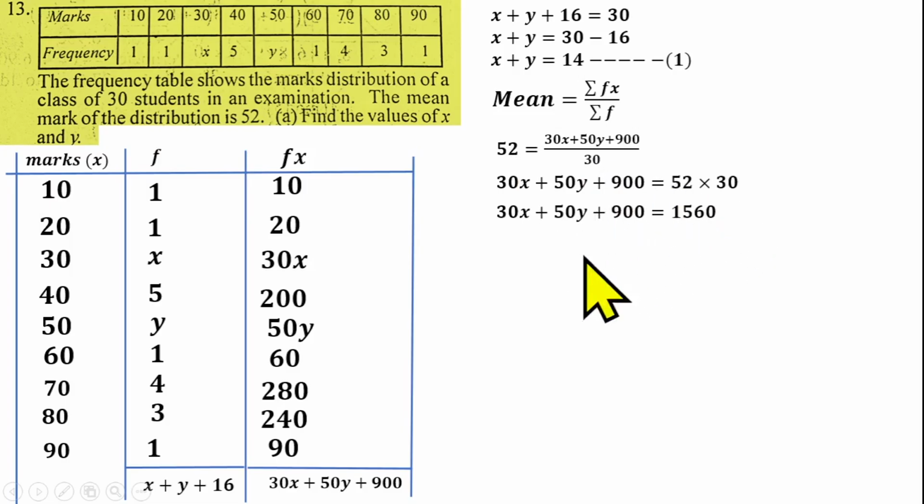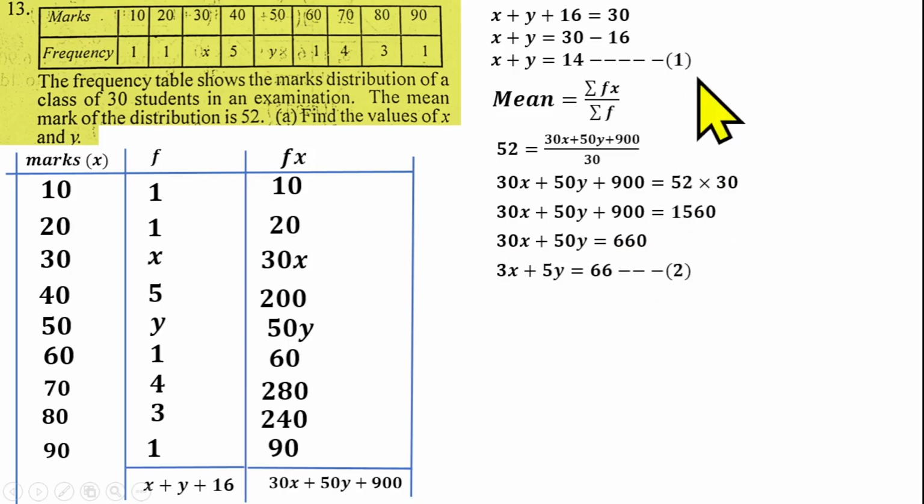Then collect like terms from there, we'll be having 30x plus 50y equals 1560 minus 900, which gives us 660. We can divide through by 10, that will give us 3x plus 5y equals 66. That will give us equation 2. So we are now to solve equation 1 and equation 2 simultaneously to be able to find the values of our x and y.